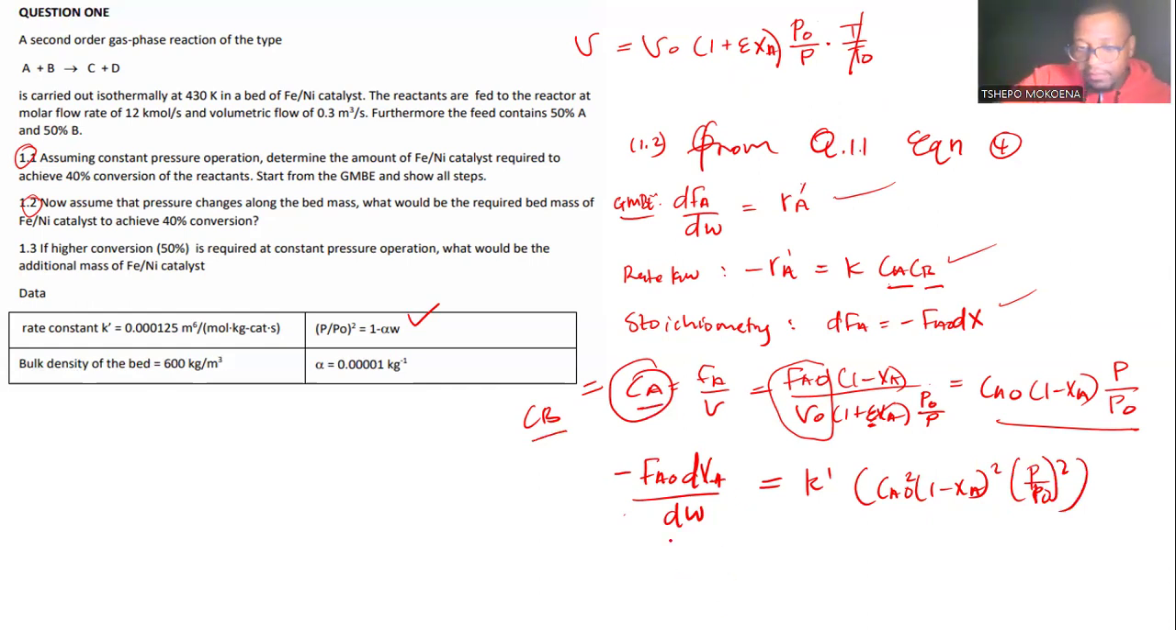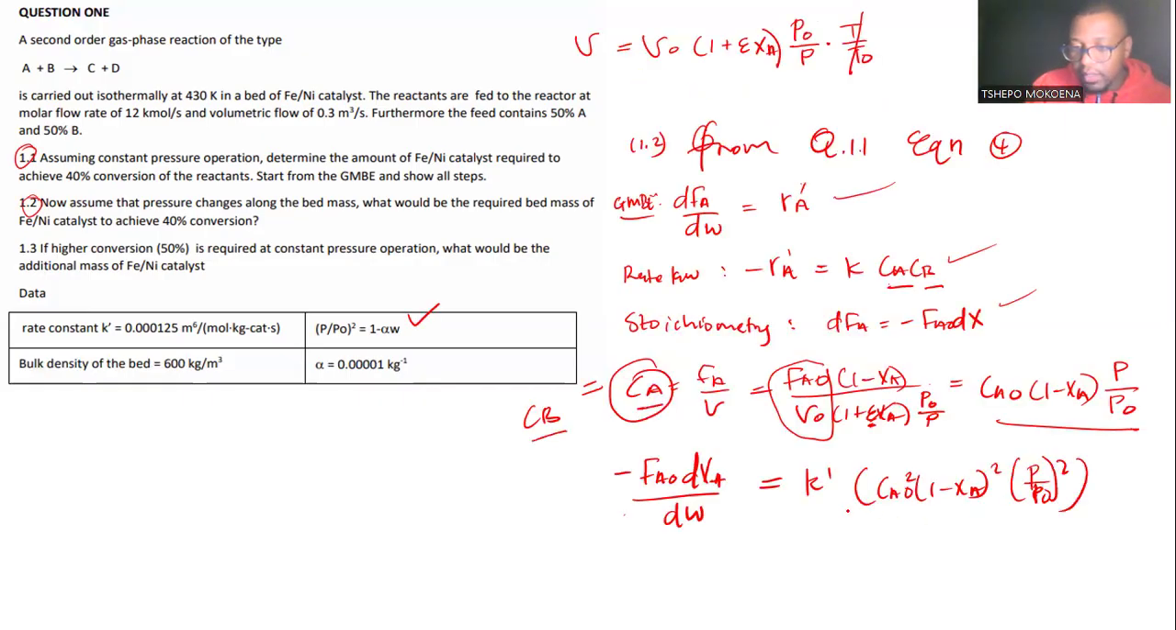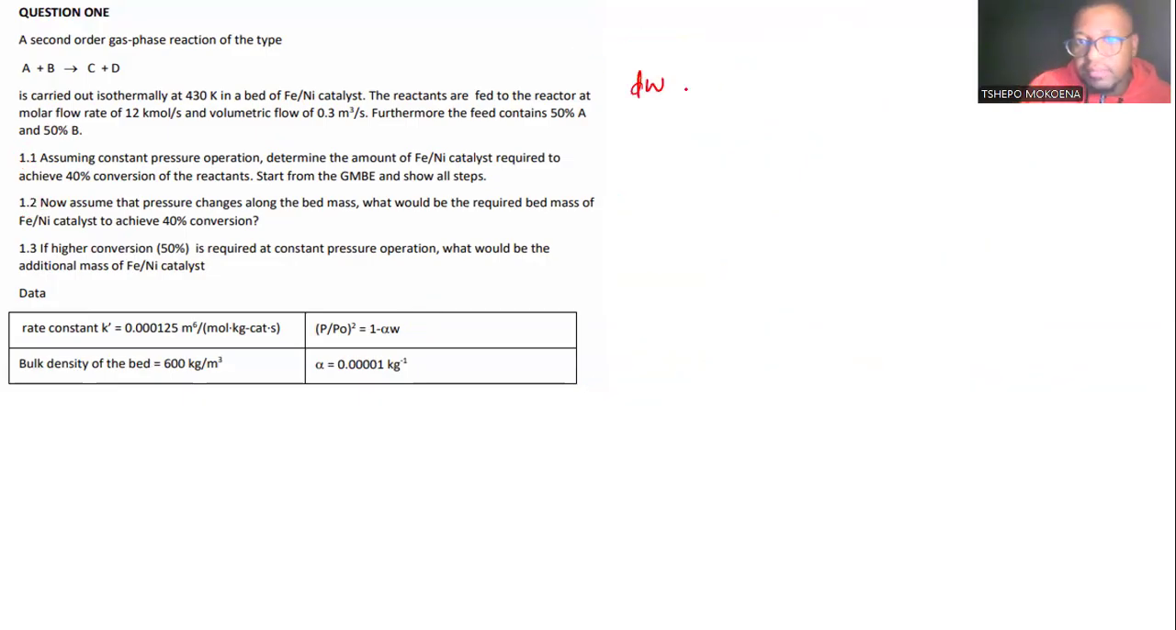Right. And then from here, separable, I'm going to substitute P sub naught. So I'm going to have dW, right? Cross multiplying with this, I'm going to have PW.